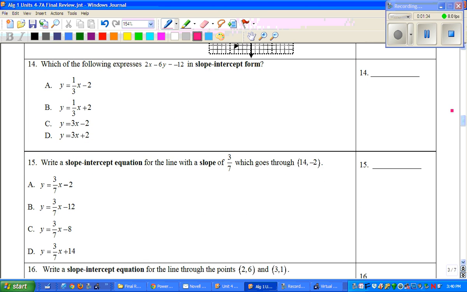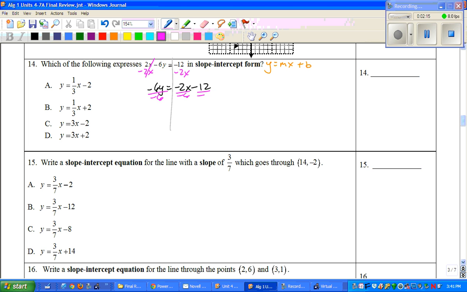All right, 14. Which of the following expresses 2x minus 6y equals -12 in slope-intercept form? Remember that slope-intercept form is y equals mx plus b. Subtract the 2x because we're going to solve for y. Remember, as I wrote, 12 or 10, those are different. The -12 and the -2x, you can't combine those things.